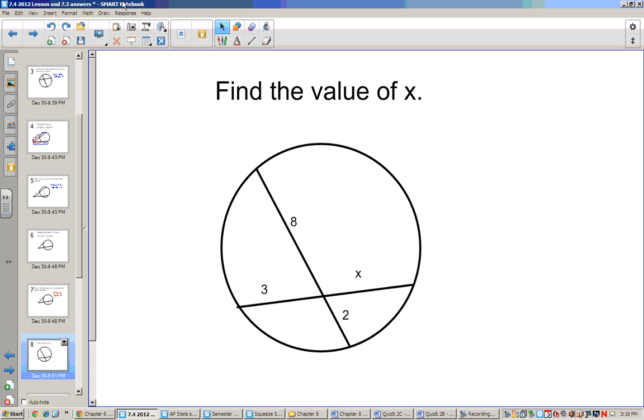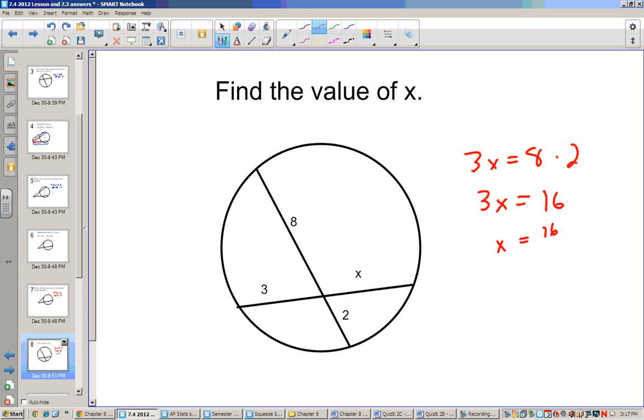Now, let's try some problems on our own. This one will use the chord property. So 3 times x is going to equal 8 times 2. So that says 3x is equal to 16. So now we just have to divide each side by 3, and x is equal to 16 over 3.